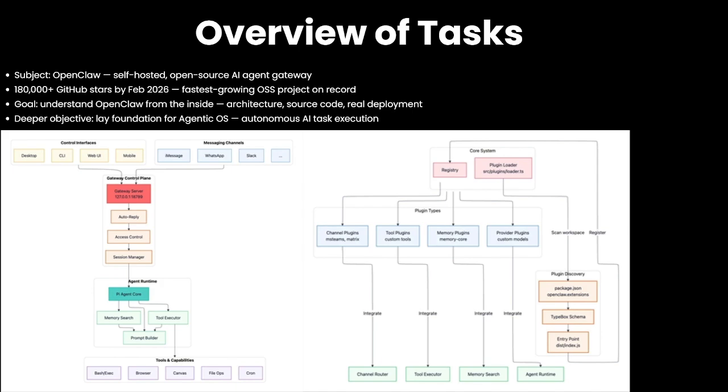On the slide, you can see the architecture diagrams I produced during the first 2 weeks. On the left side is the hub and spoke architecture. The gateway control plane sits at the center, messaging channels connect from the top, and below sits the agent runtime and memory search, tool executor, and prompt builder. On the right is the plugin system with plugin types: channel, tool plugin, memory provider. It's covered via package.json and integrated through the plugin loader.